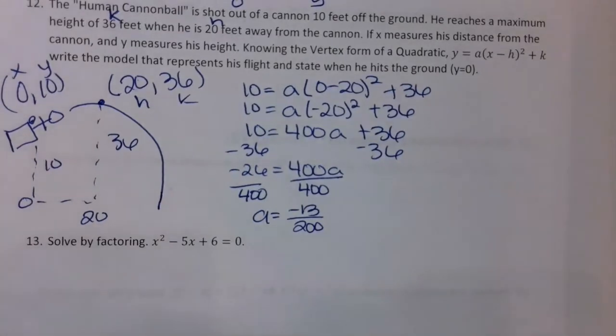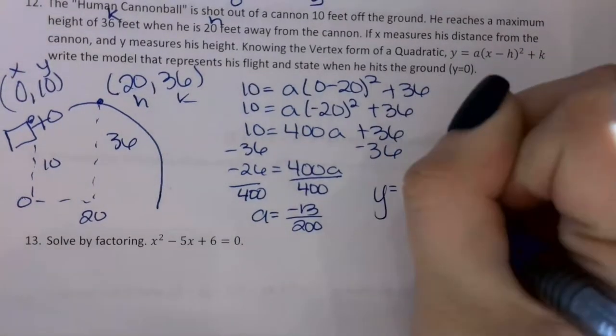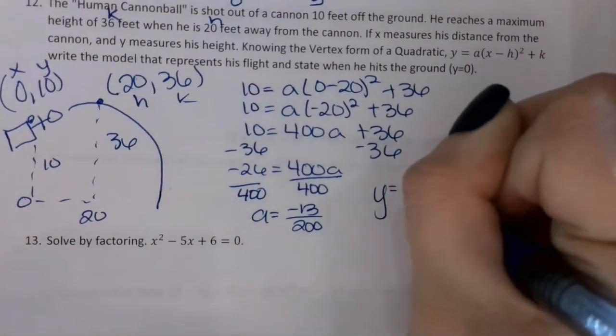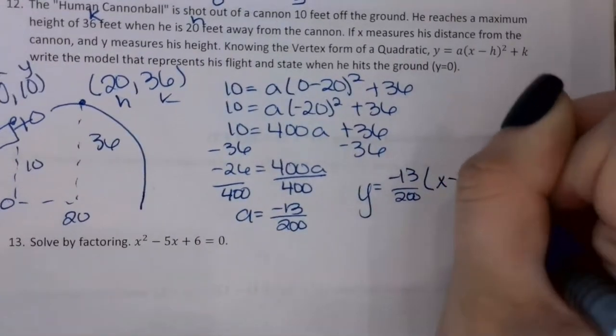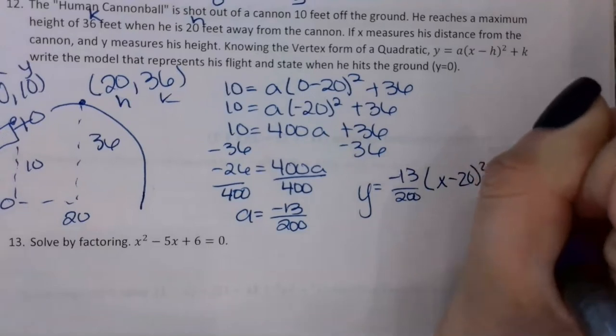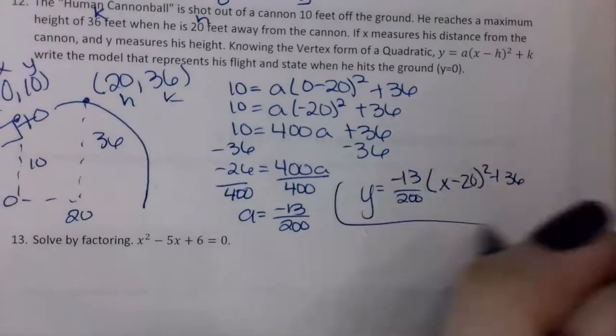So now that I have my A value, I can plug back in A, H, and K. So I have Y equals negative 13 over 200, parentheses, X minus 20 squared plus 36. And that's my answer here.